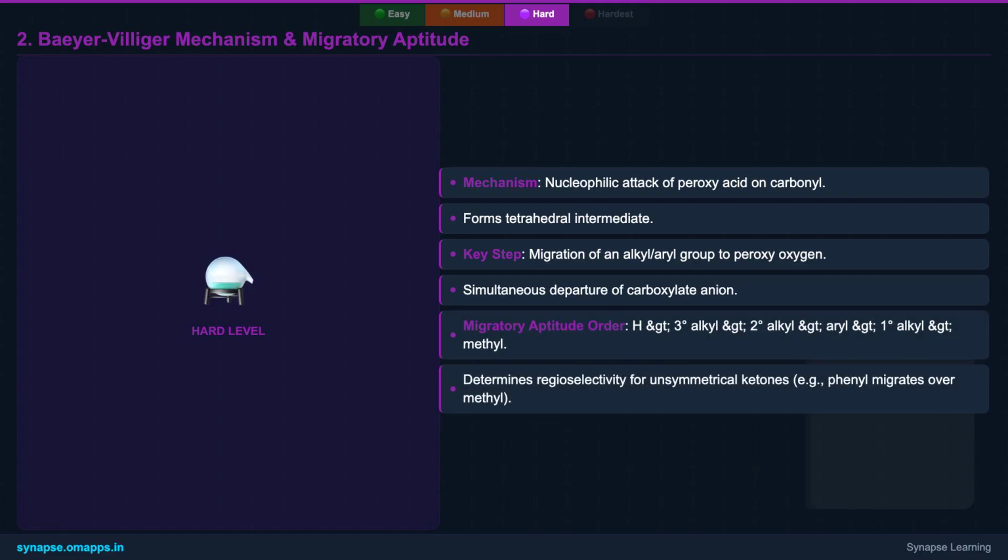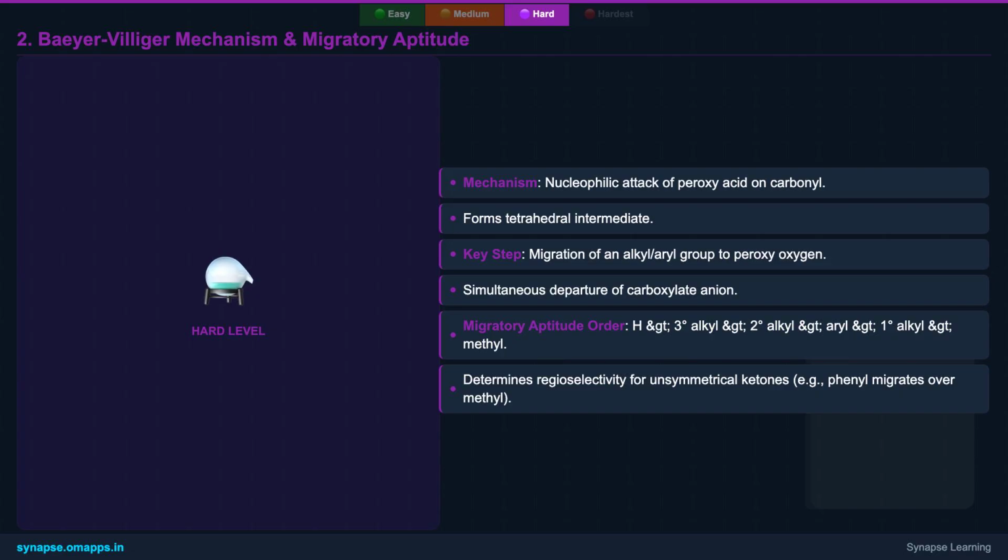It involves the nucleophilic attack of the peroxy acid on the carbonyl carbon, forming a tetrahedral intermediate. The crucial step is the migration of an alkyl or aryl group from the carbonyl carbon to the oxygen of the peroxy acid, pushing out the carboxylate anion.